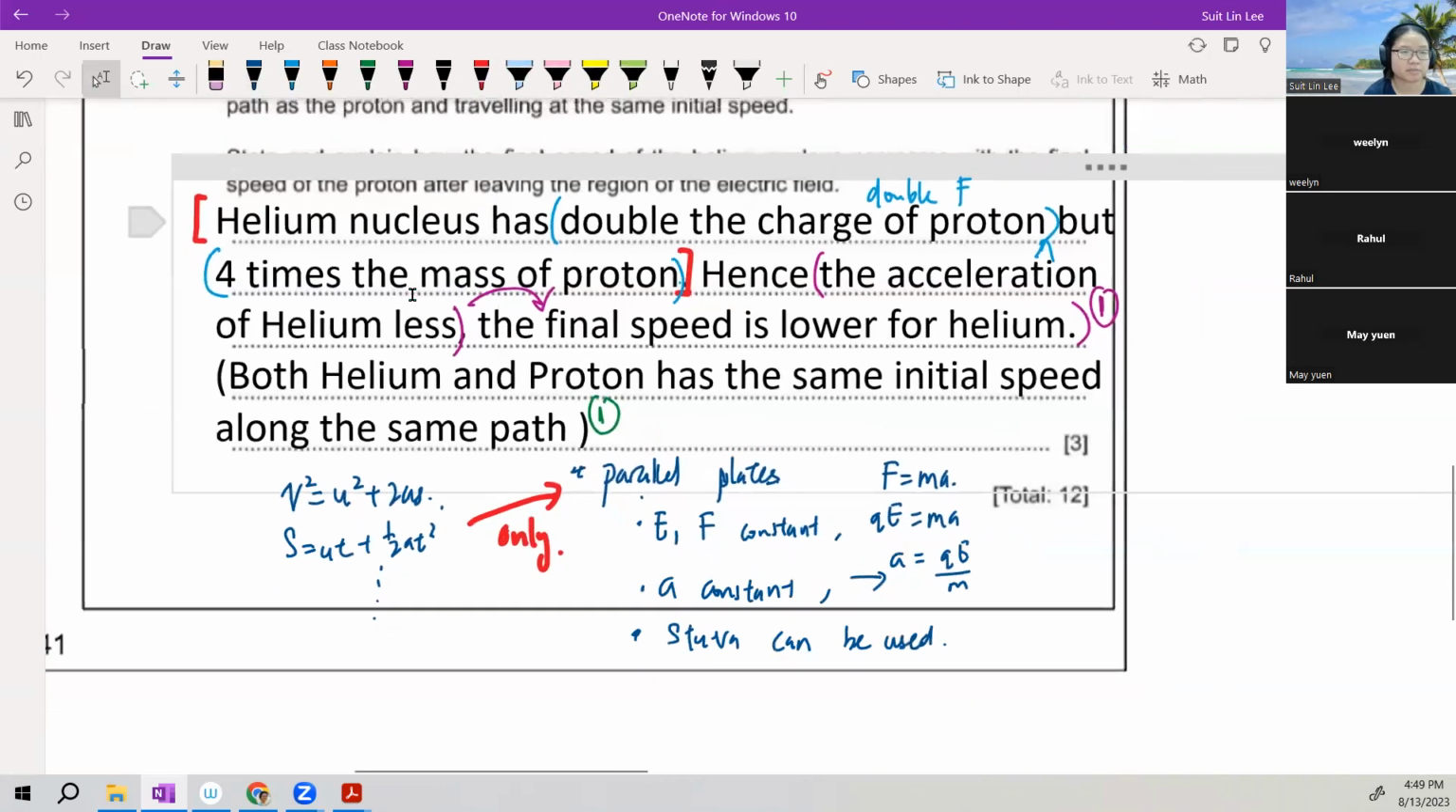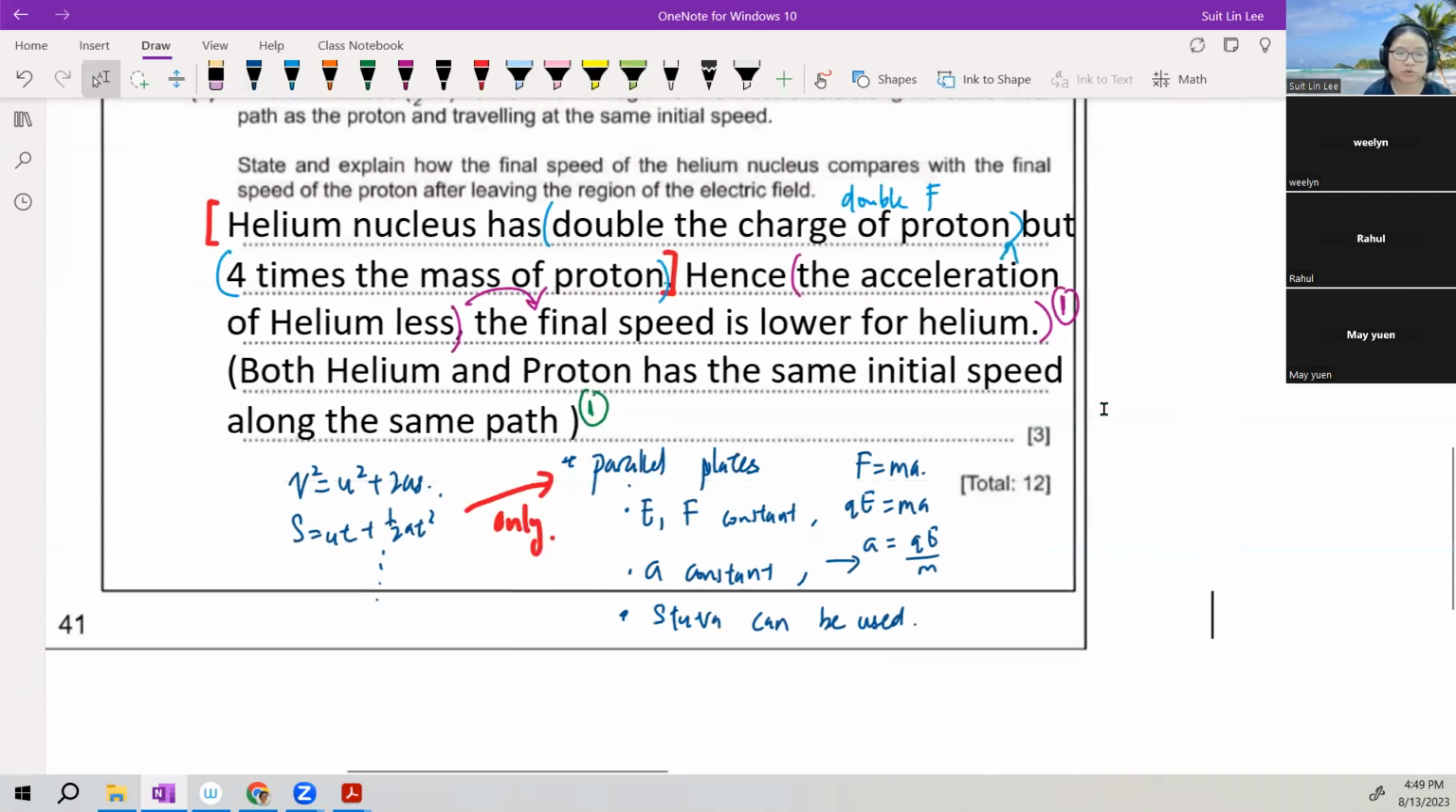All right, so this is an example of a parallel plate question. I don't think it's too difficult. It's also a lot of marks. So if they ask you, then you just substantiate accordingly.